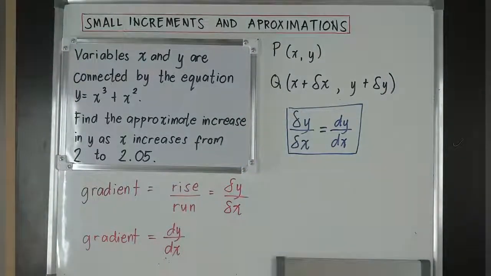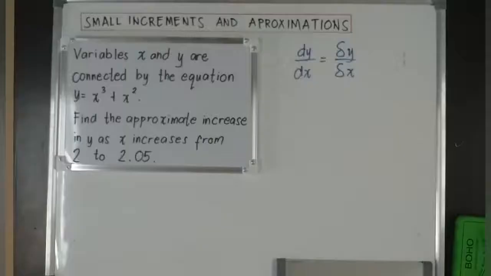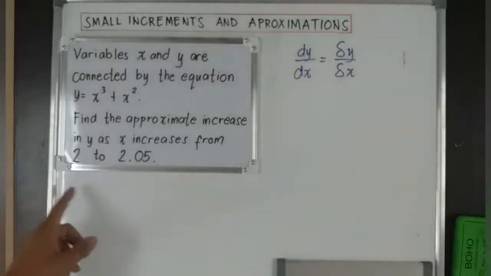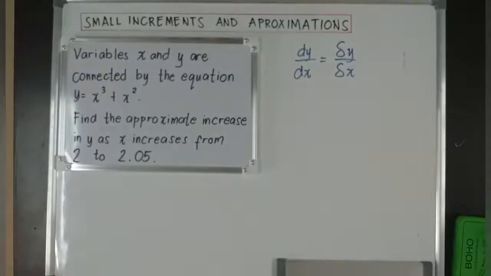Let's erase all the notes. Okay, I have already removed all the notes. Let's do the example. Variables x and y are connected by the equation y is equal to x cubed plus x squared. Find the approximate increase in y as x increases from 2 to 2.05.